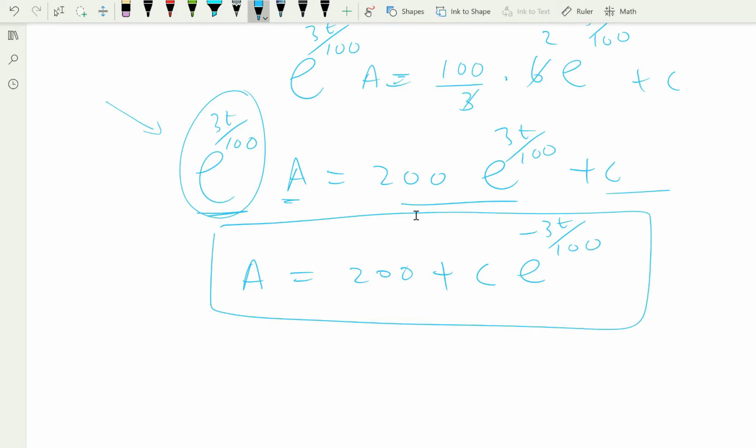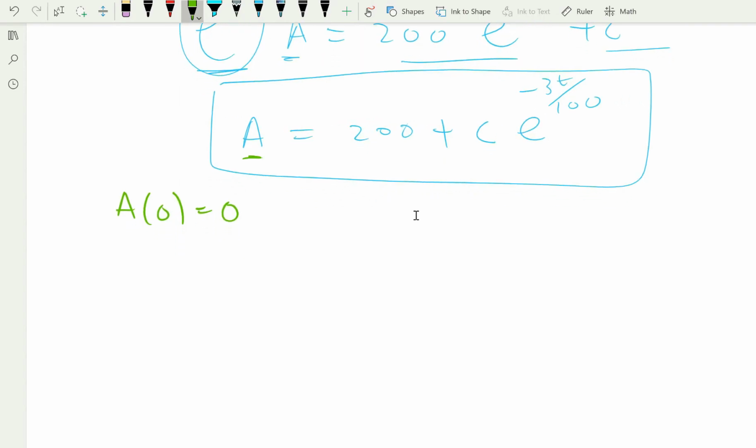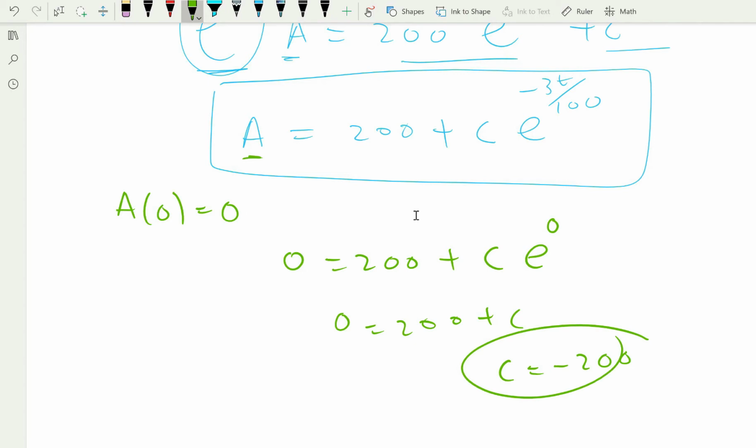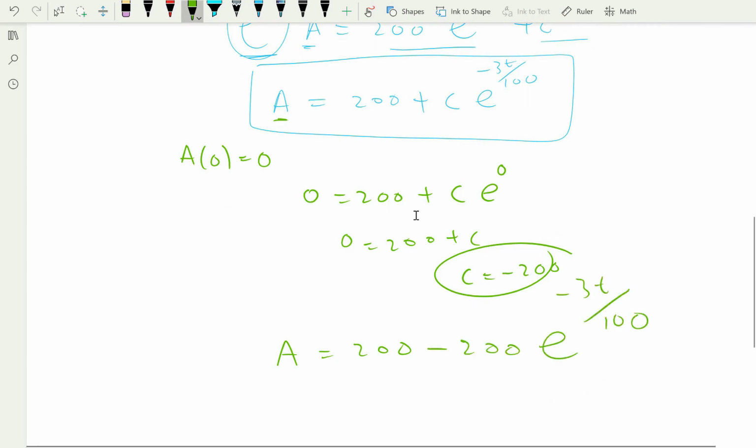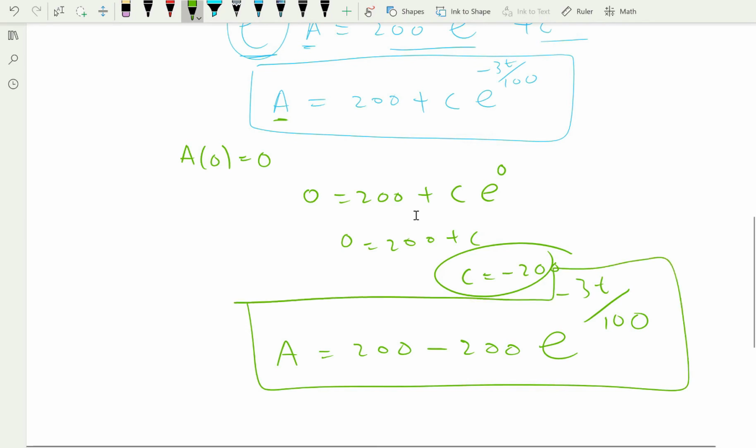Now we can use the initial condition. We know initially there's no salt, so when time is 0, A is 0. So 0 equals 200 plus c times e to the 0, which is 1. So 0 is equal to 200 plus c, so c is actually negative 200. Let's replace that here. A is 200 minus 200 e^(-3t/100). So that's the solution of the differential equation.